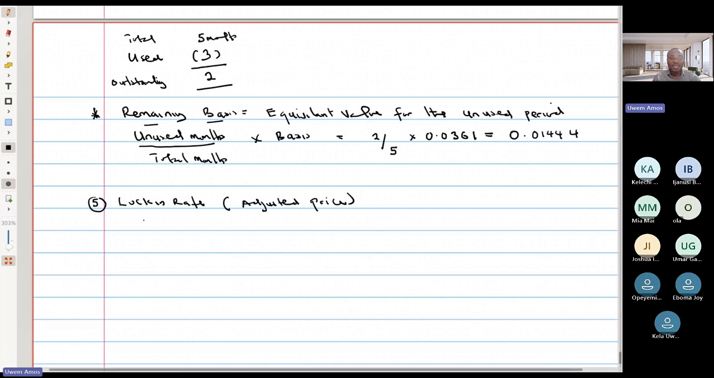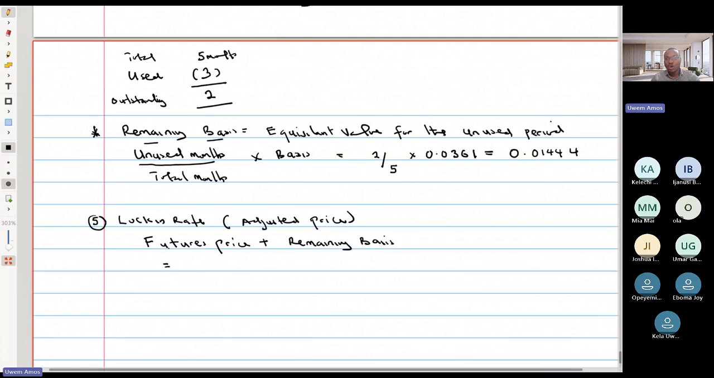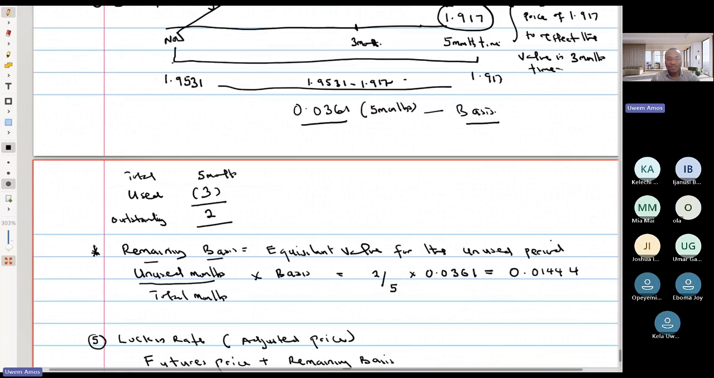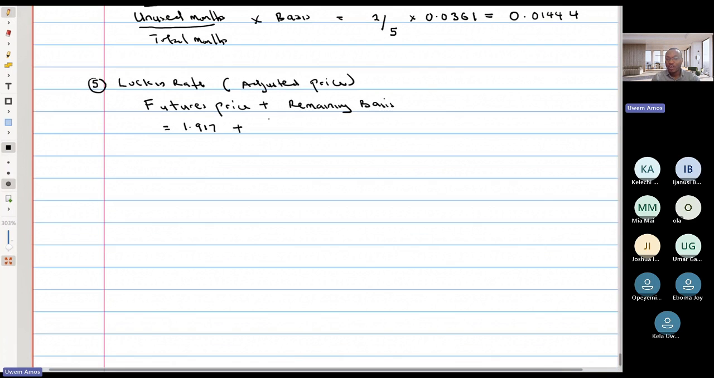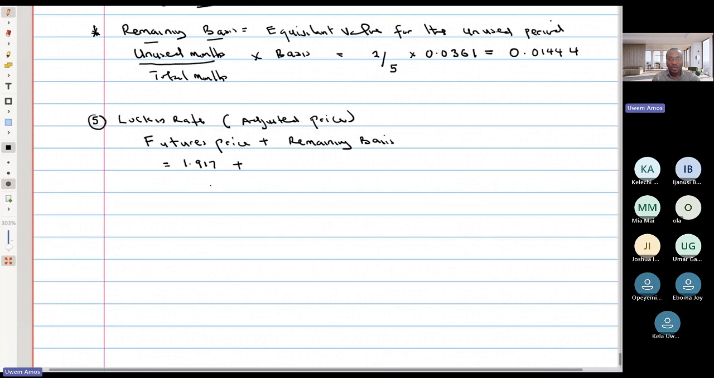So it is our futures price, because that is what we want to adjust, plus the remaining basis. So that will equal, if we had held it up to 5 months, 1.917. So that's our futures price, 1.917. But because we're not holding up to 5 months, we have to adjust it, and the adjustment is 0.0144.